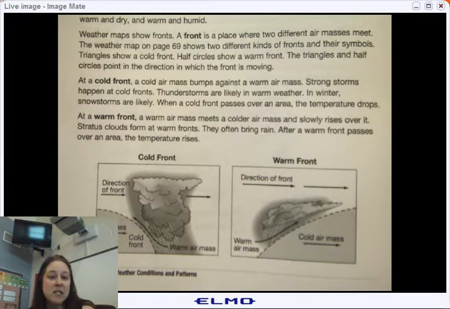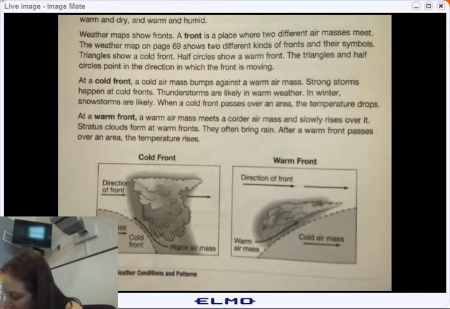At a warm front, the warm air mass meets colder air and slowly rises over it. Stratus clouds form at warm fronts. They often bring rain. After a warm front passes over an area, the temperature rises.